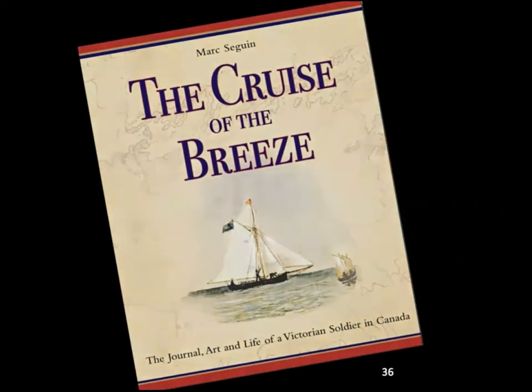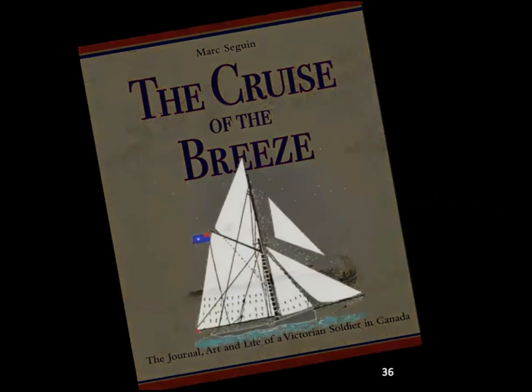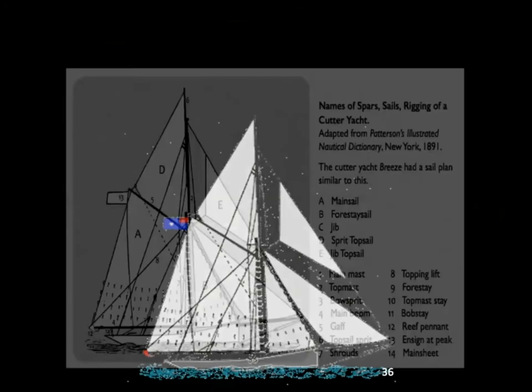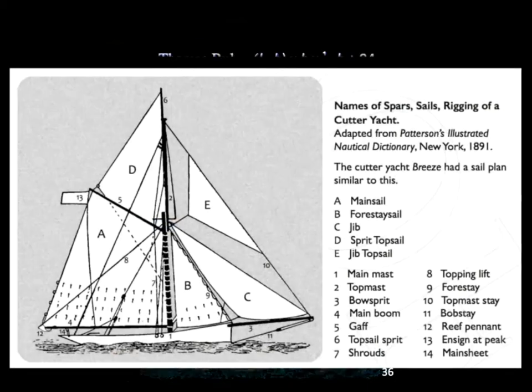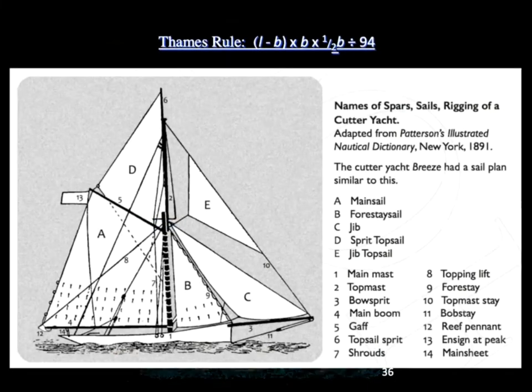Now, for those of you who might be interested in boats, I'll tell you a bit about the Breeze. It was a gaff-rigged topsail cutter. It was designed in Canada, but it was built in Britain. The Breeze had a typical sail plan for this type of boat: mainsail, foresail, a topsail, a jib, and a jib topsail. By the measurements of the day, using what was called the Thames rule, she was a 17-ton first-class yacht. And that would have given her about a 40-foot length on deck and a beam of about 10 feet.